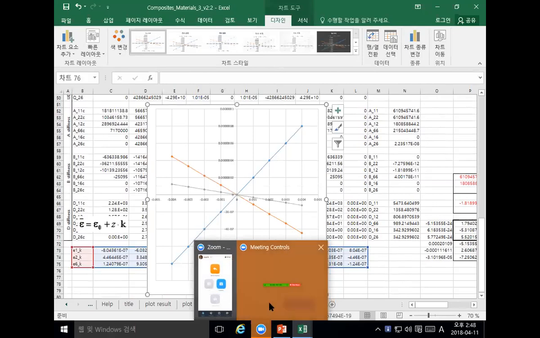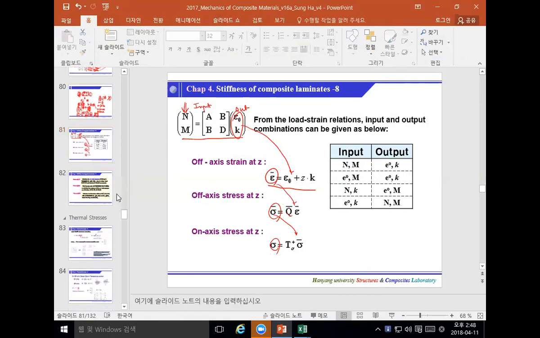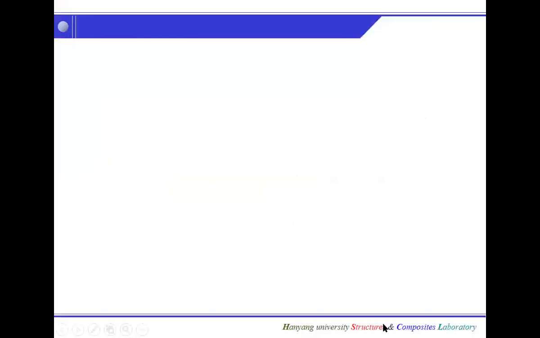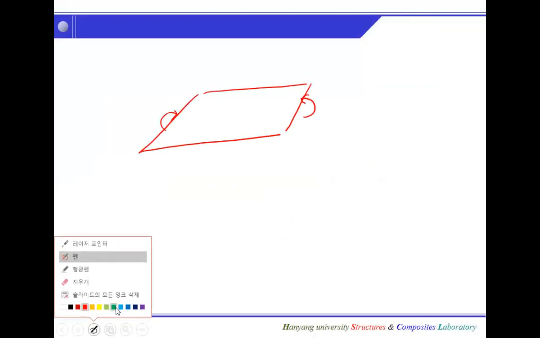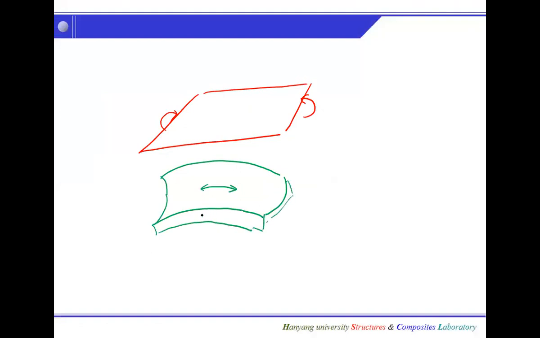I will draw. Okay, this is the plate, and we apply the moment here, and the bending behavior will certainly be curved like that, but on the other side it is curved like that. Doesn't look good. Okay, so if this one is certainly positive, then the bottom one is certainly compression.